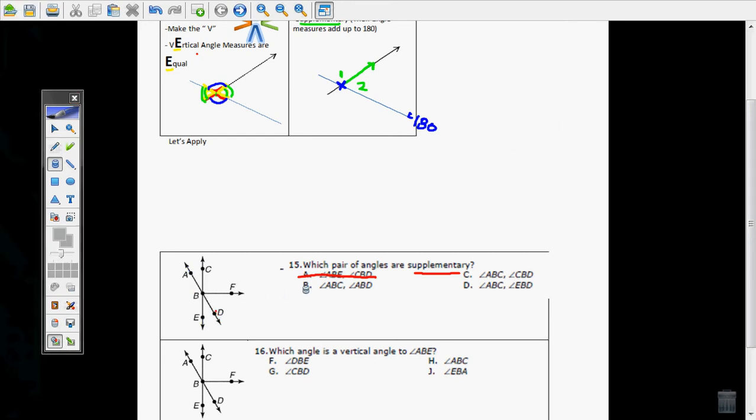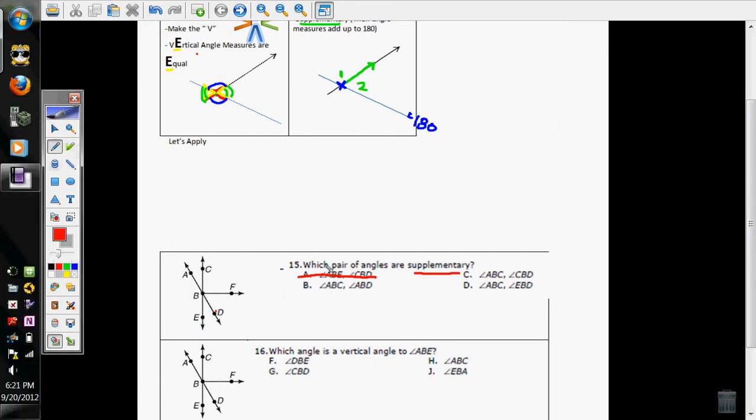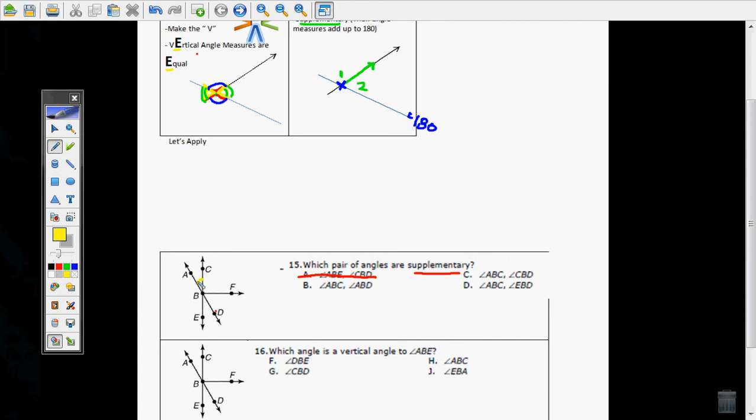Next one wants me to compare angle ABC, which is this angle right here, to angle ABD. Angle ABD is a straight angle, so there's no way it's going to be supplementary with anything. So that's wrong. We're cutting it out. It doesn't make any sense. So we're ignoring it.